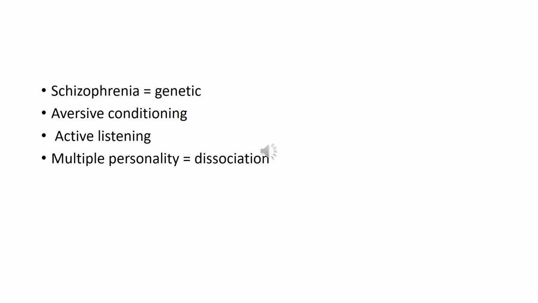We looked at multiple personalities, and that's usually due to abuse. When a child is being abused, they dissociate, so they channel their thoughts as if they are someone else, somewhere else, and that develops into their personality.